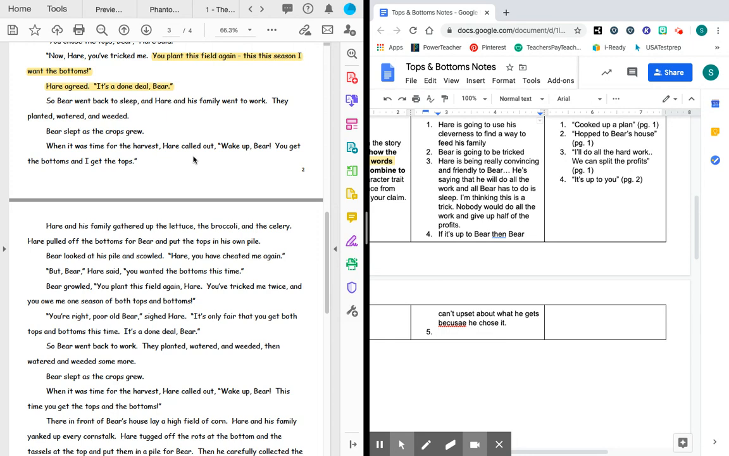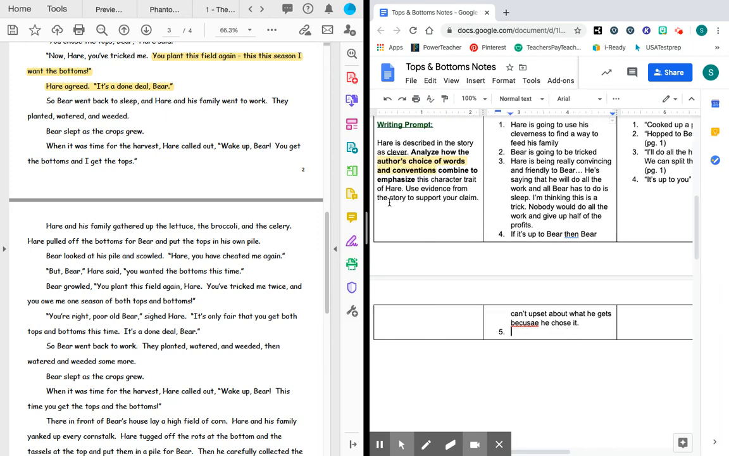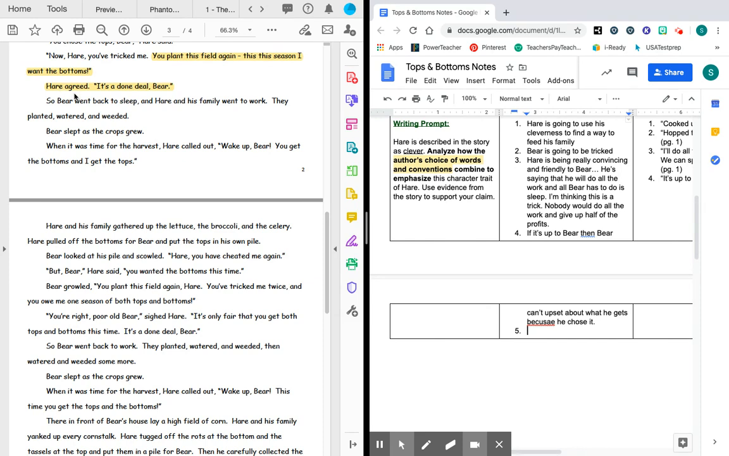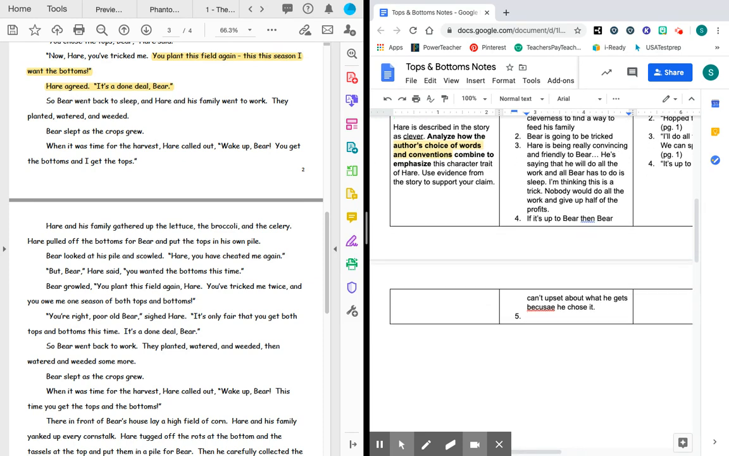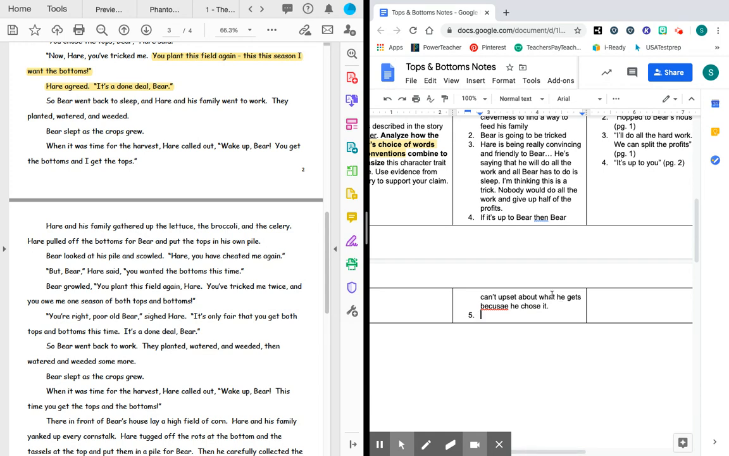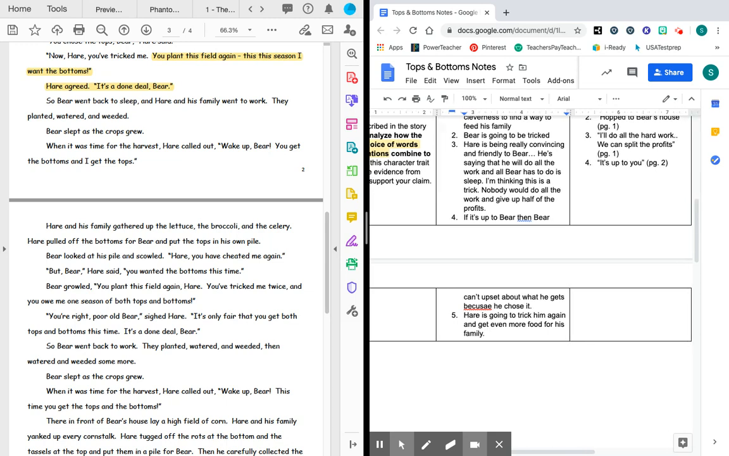So my thinking here, and coming back to the author's choice of words, Hare agreed, it's a done deal, Bear. So this to me, Hare is going to trick him again and get even more food for his family. He agreed so easily. He's like, yep, you're right. I'll plant it again. You get the bottoms. I'm thinking he's going to plant something that has the tops be the good part.